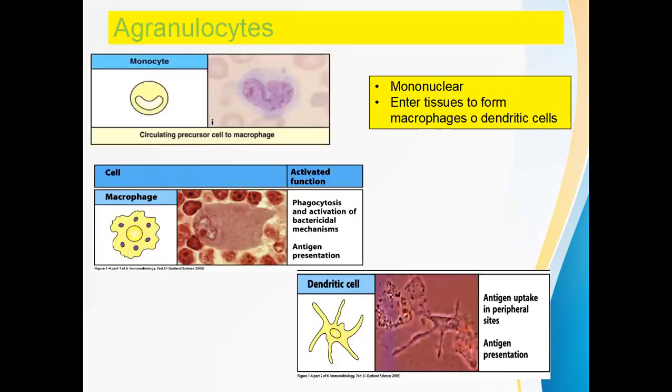And in the next part, we will be discussing the agranulocytes. In agranulocytes, there are monocytes. These monocytes are mononuclear, and when they enter tissues, they can form either macrophages or dendritic cells. Macrophages help in phagocytosis and in antigen presentation too, while dendritic cells are involved in antigen uptake in peripheral sites and also in antigen presentation.